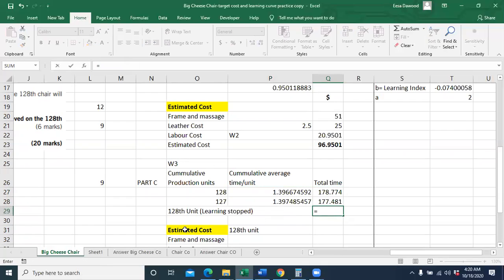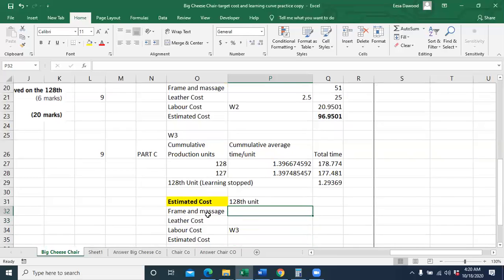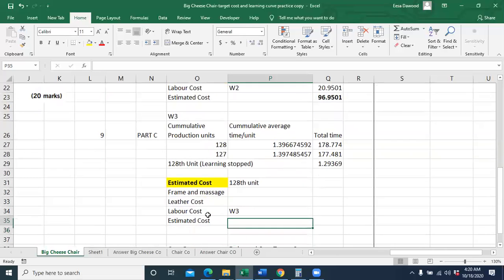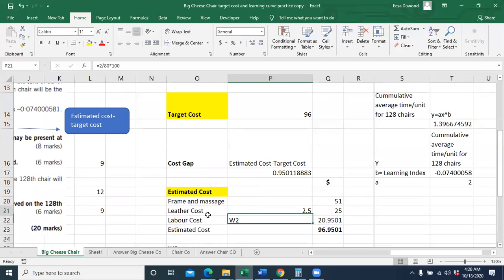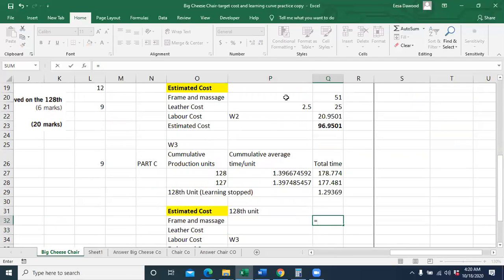And now the time taken for the 128th chair is the total time of this minus the total time for 127, and this is the time taken for the 128th chair when actually the learning stopped. So the frame mechanism and the next things are not changing. I can reference it like this. Leather cost is also the same. The only thing which is changing is going to be the labor cost here.